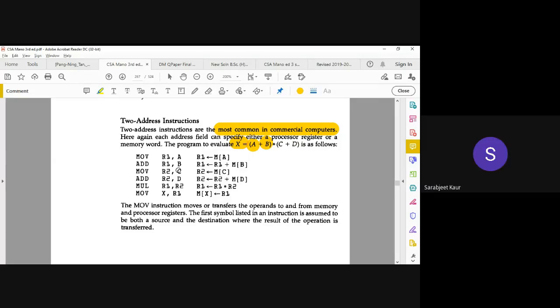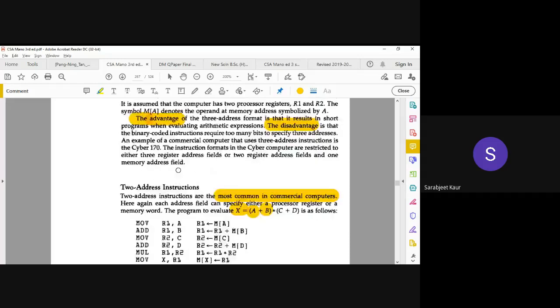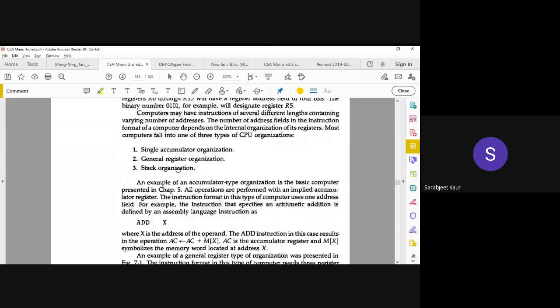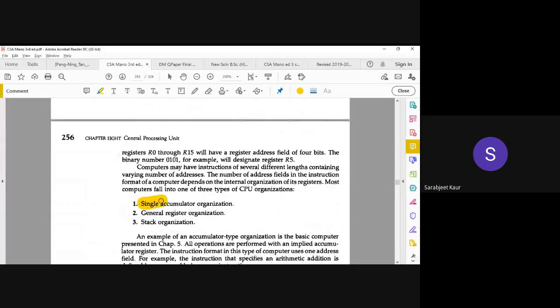So two address instructions fall under general register organization. First we saw the single accumulator register organization, in which we had to do the entire program using the accumulator only. Now we are talking about the general register organization. Under this, I will be talking about two address instructions and three address instructions. Is this clear? After this, I will talk about the stack organization.